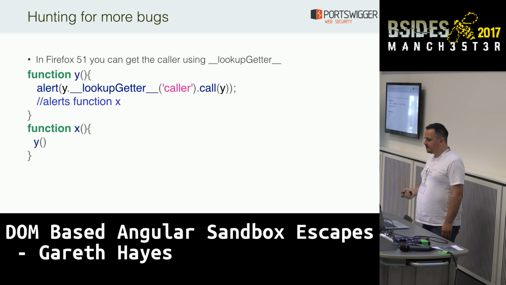We call the lookup getter and get the caller getter. And then we can call the caller getter and provide y as the argument. And this will return the caller for that function. So this is quite a cool hack to get a caller without specifying caller. And it only works on Firefox. It doesn't work on any other browser.